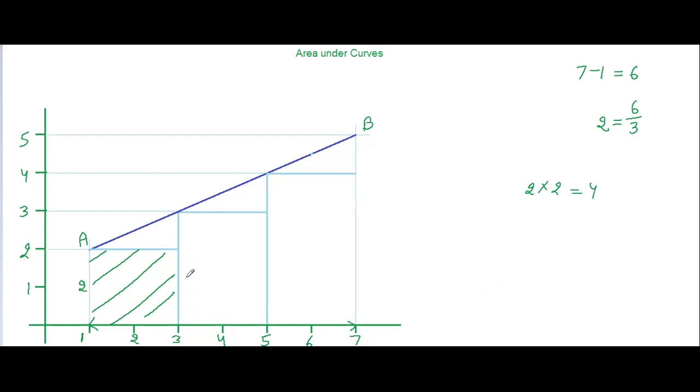Then come to the next rectangle made on the next portion of width 2 of maximum height, so that the rectangle remains below the line segment AB. So this area we want to find. Width of this rectangle is 2 and height as read from the graph is 3. So 2 multiplied by 3, that is 6, is the area of this rectangle.